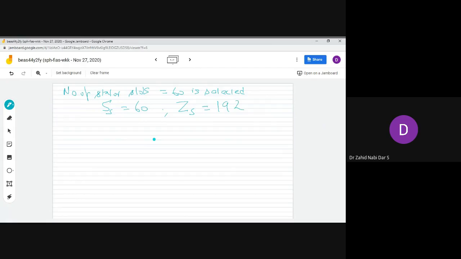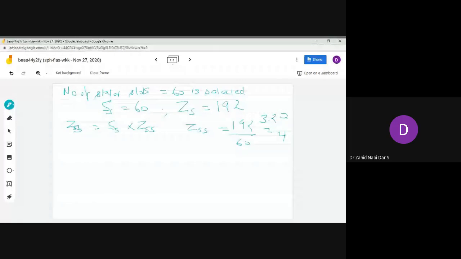Now if you want the ZSS value, you can also calculate it, because your ZS value is equal to SS into ZSS. So ZSS would be 192 divided by 60. So this is around 3.2. The nearest even value you take is 4. So the number of stator conductors per slot is equal to 4.